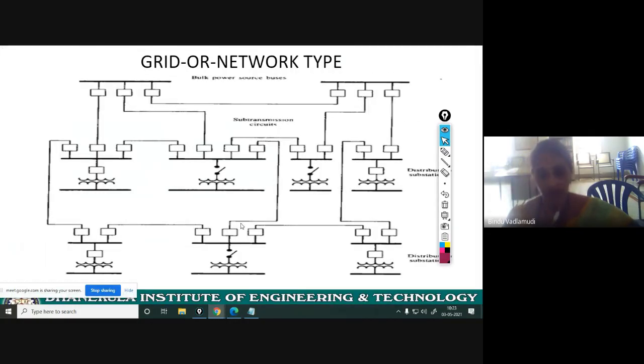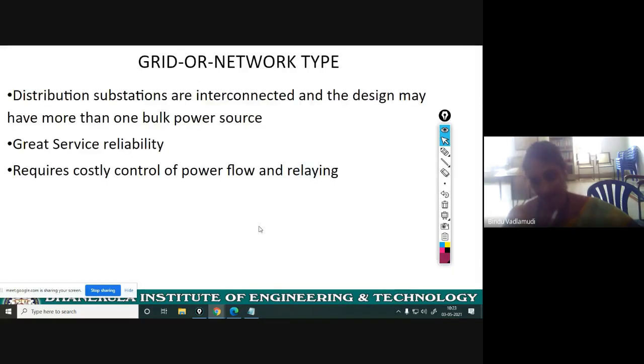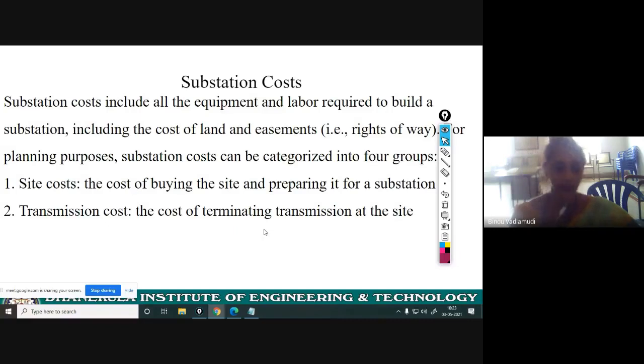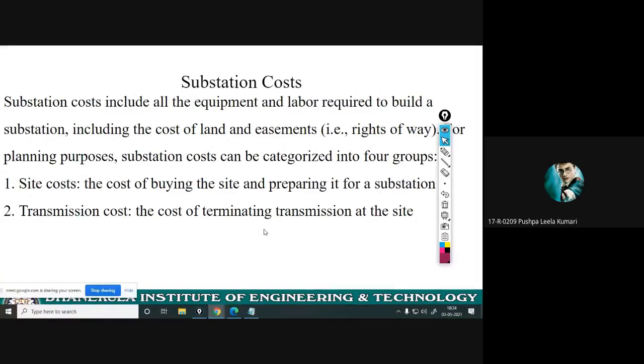So this is about the sub-transmission systems, and the next topic is cost of substations. What do you know about the establishment of a substation? Did we discuss that point or not? What are the requirements for the expansion or establishment of a substation?